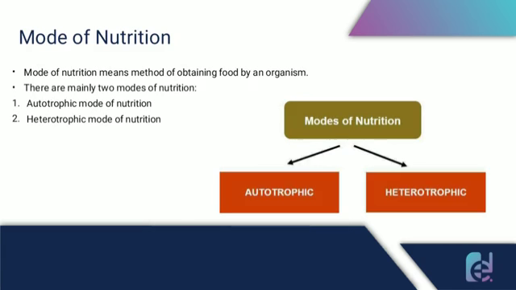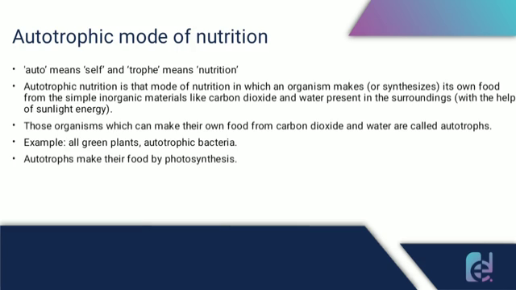Now let us see the different modes of nutrition. First of all, what is the meaning of mode of nutrition? Mode of nutrition means the method of obtaining food by an organism. The way in which an organism obtains its food is known as mode of nutrition. There are two modes of nutrition, as you can see: autotrophic and heterotrophic.